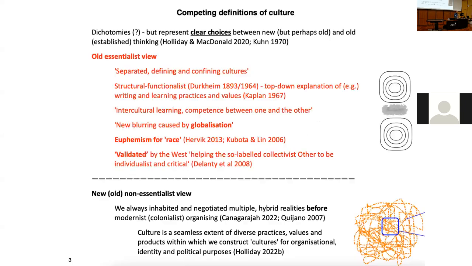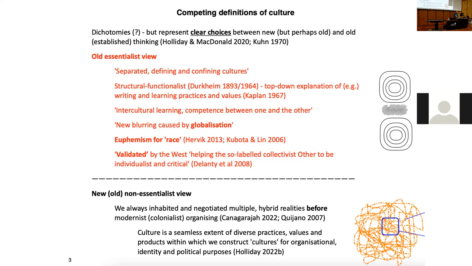Absolutely. Okay. So, competing definitions of culture. I think this is important to lay out. It's a dichotomy, which is problematic, but I'm going with a dichotomy because I think we have a clear choice to make about where we go in terms of one type of thinking or another. That's what I've written about in a recent article, and we based that on the sociology of Thomas Kuhn, who talked about paradigm change and how you move from one paradigm to another, and you must not go back. This is not a matter of choosing one or the other. It's a matter of choosing whether to continue or to go back.